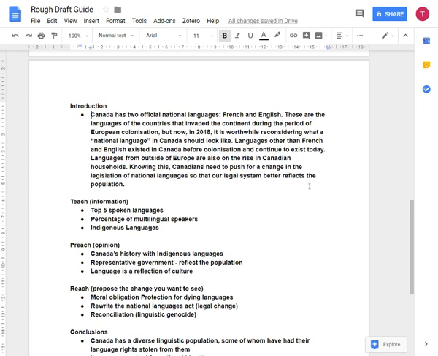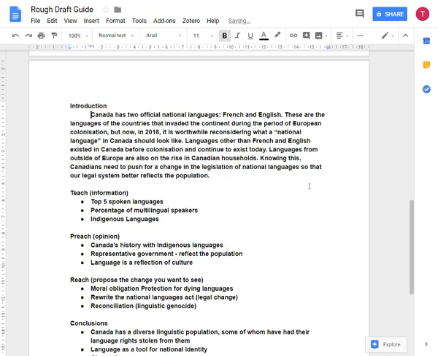So, my introduction is now: Canada has two official languages, French and English. These are the languages of the countries that invaded the continent during the period of European colonization. But now, in 2018, it is worthwhile reconsidering what a national language in Canada should look like. Languages other than French and English existed in Canada before colonization and continue to exist today. Languages from outside of Europe are also on the rise in Canadian households.